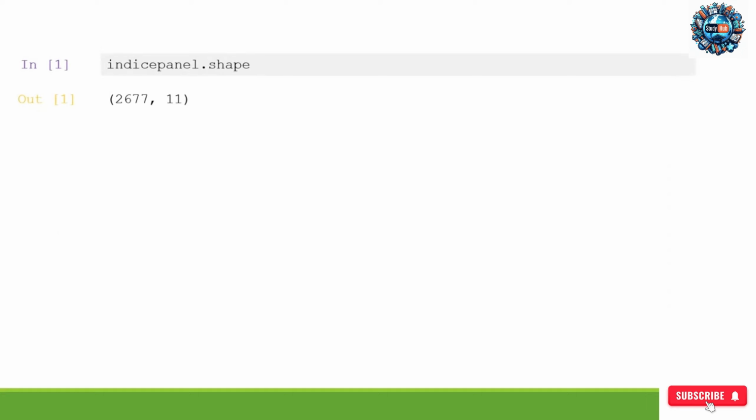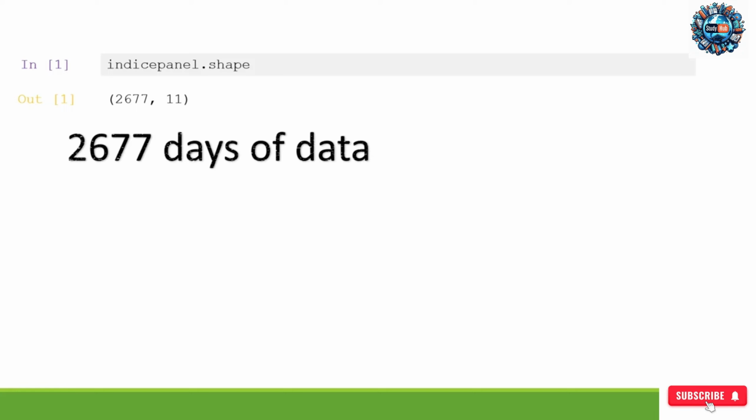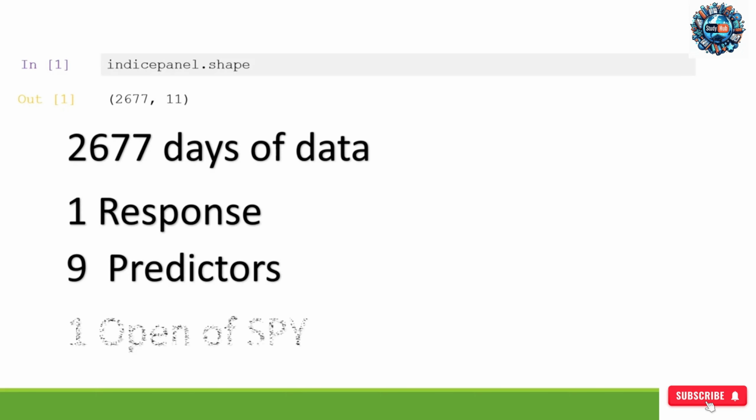We can print the dimension of data. Totally, we have 2,677 days of data, 1 response variable, 9 predictors, and the last column keeps a record of open price of SPY, which will be used in paper trading.